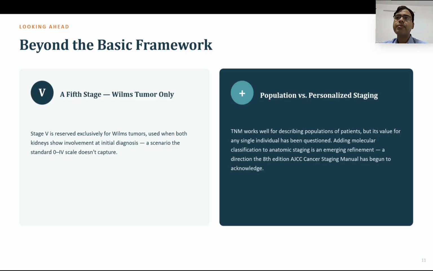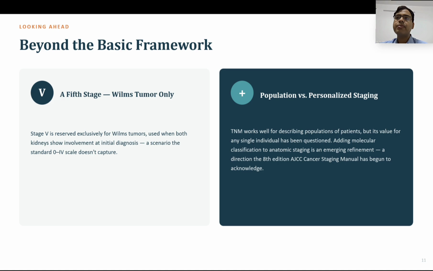So there is also something known as population versus personalized staging. The TNM works well for describing populations of patients, but its value for any individual has been questioned. That means even though for a general lung cancer or colon cancer patient you can predict what the survival is going to be, this is not personalized. Why? I'll tell you why.